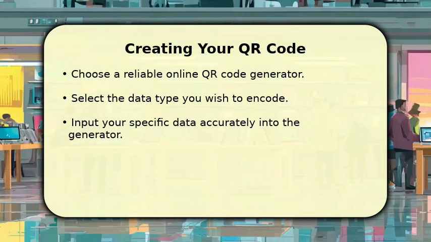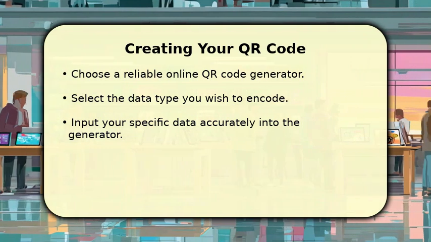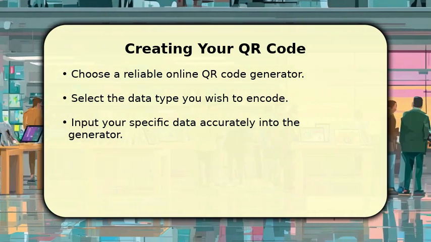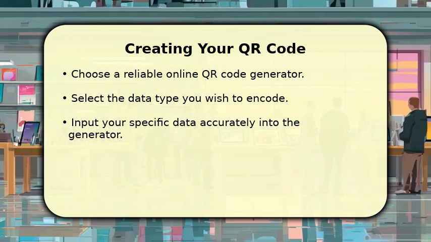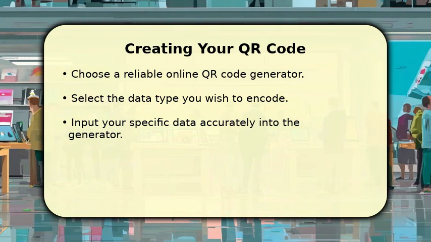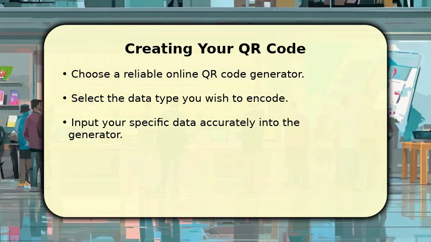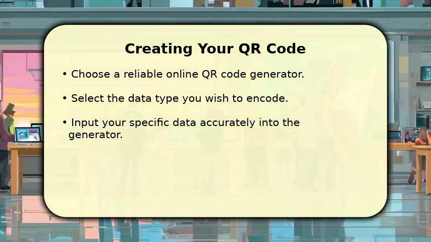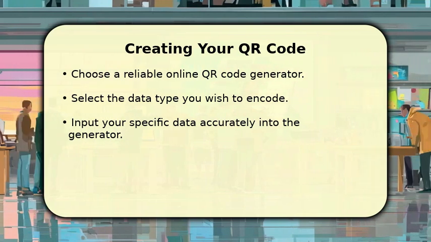Creating your own QR code is a straightforward process. First, select a reputable online QR code generator. Next, choose the specific data type you intend to encode, such as a URL or text. Carefully input your information into the designated field, ensuring accuracy. Finally, generate your QR code and download the image, typically in formats like PNG or SVG, ready for use.